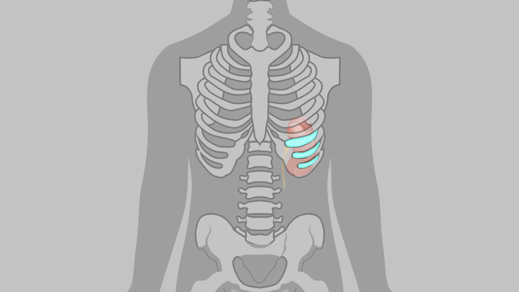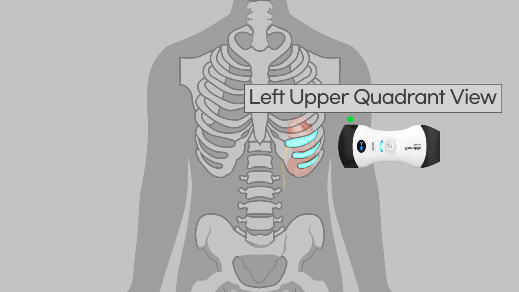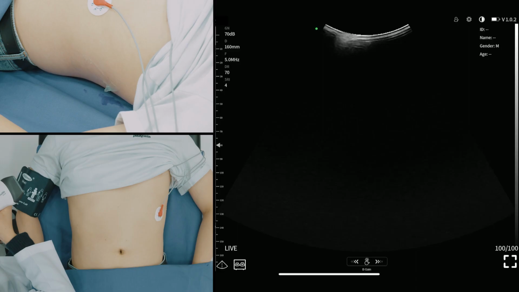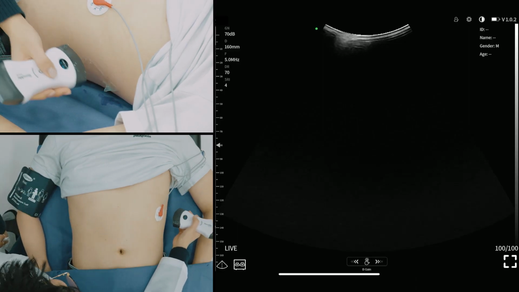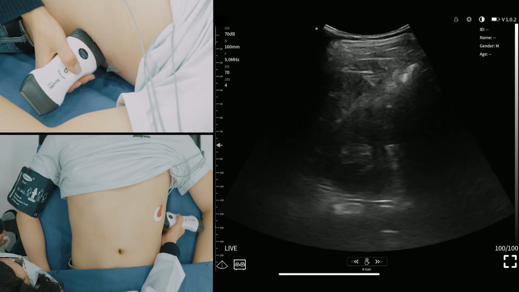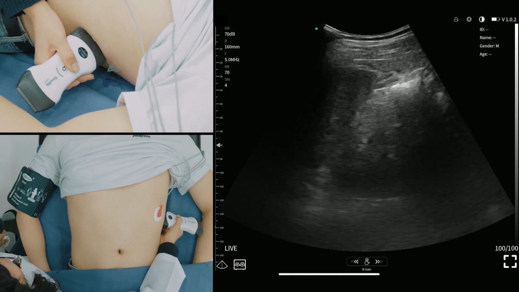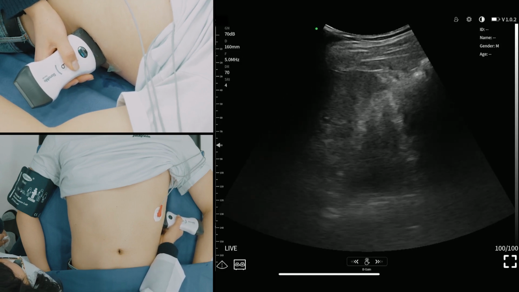Obtaining the splenic view is often challenging. Place the probe in the posterior axillary line at the 6th to 9th intercostal space with the indicator pointed upward for a coronal view. To minimize rib shadows, slide the probe cephalad.